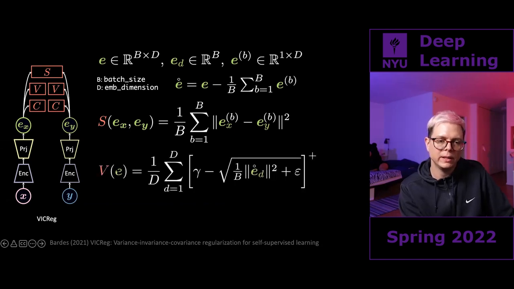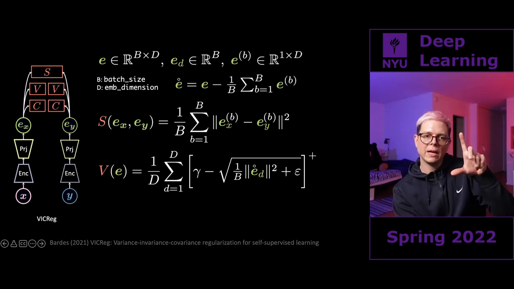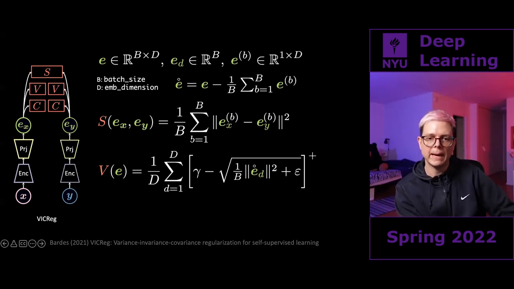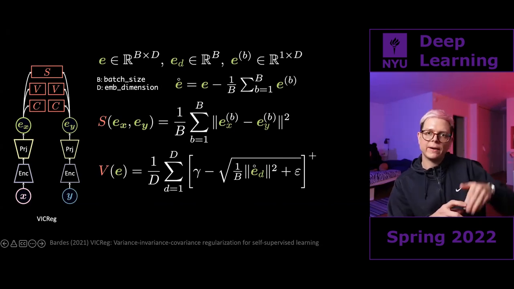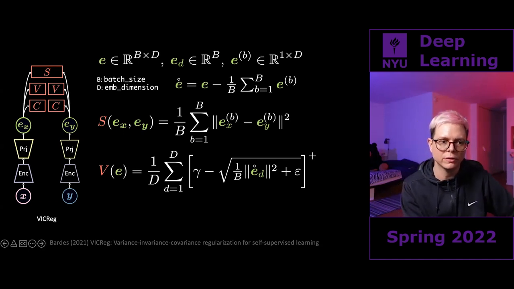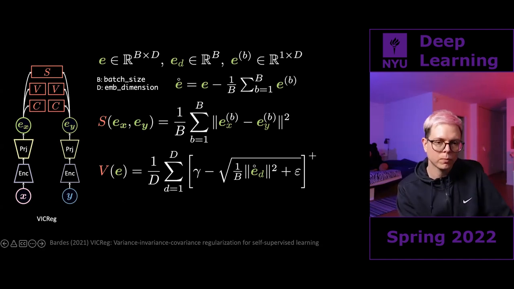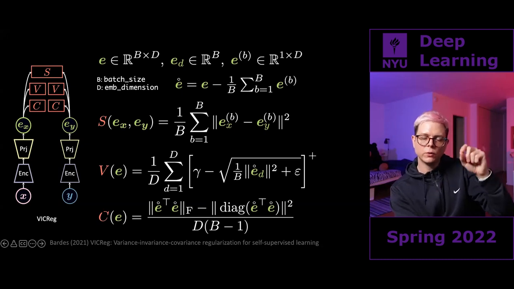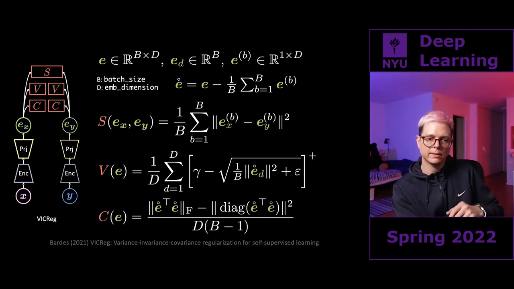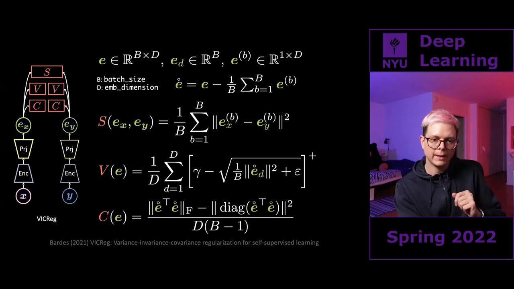The first one, this V, will keep these vectors from having a constant representation across the batch. So this variance term will try to bump up the variations of these representations throughout the batch. And then we have another term, this C term, which is going to try to make each of these representations independent, such that it is maximally informative.